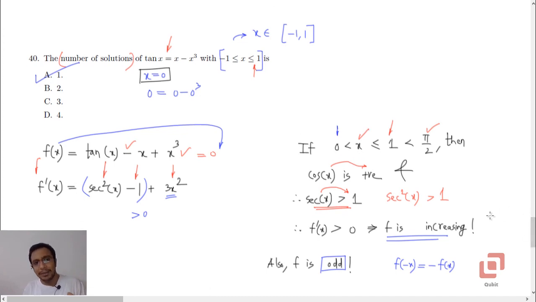All right. So a tricky question based on derivatives. Okay. In particular, what happens if the derivative is positive? And yes, finding the root by observation, which is very simple.